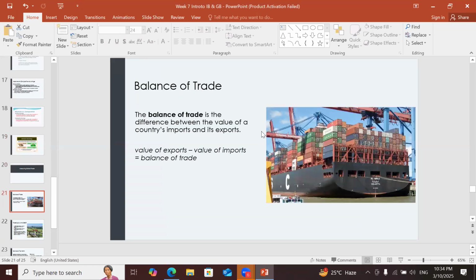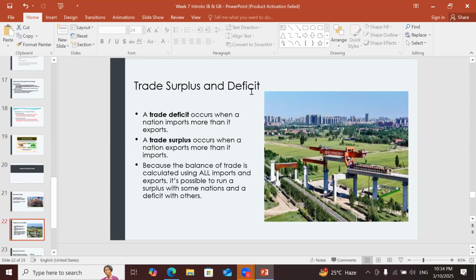Another option, balanced trade. Import and export. When the value of export equals the value of import, it is a balance of trade. Trade surplus and deficit: when you export more than you import, it is a surplus, and a deficit when you import more than you export. That is clearly mentioned here: a trade surplus occurs when the nation exports more than it imports, and a trade deficit is the vice versa. Okay.